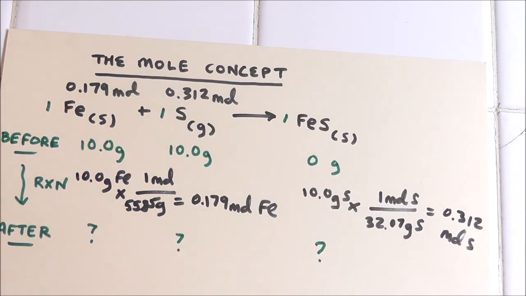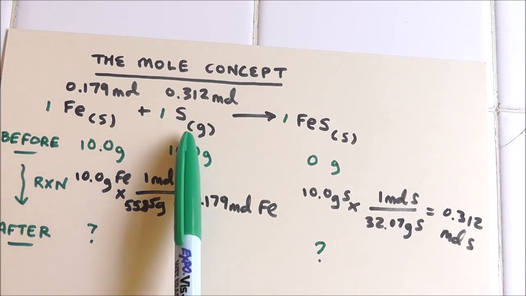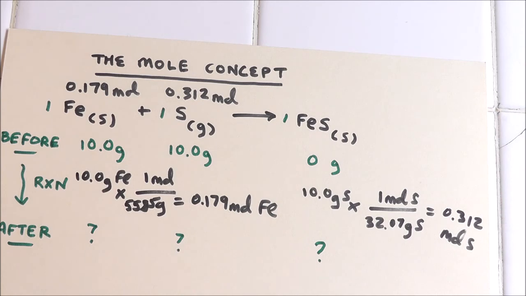And so formulas are all in moles. H2O means 2 moles of hydrogen for 1 mole of oxygen. Chemical reactions are written in moles. 1 mole of iron reacts with 1 mole of sulfur, makes 1 mole of iron 2 sulfide. And so moles are going to be the bridge that we always have to go through to solve problems.